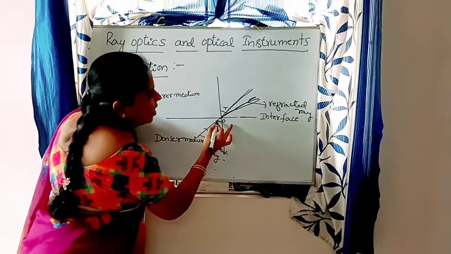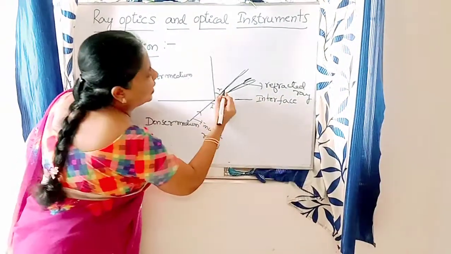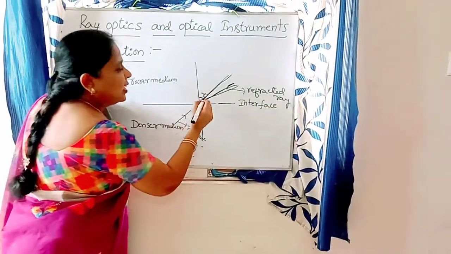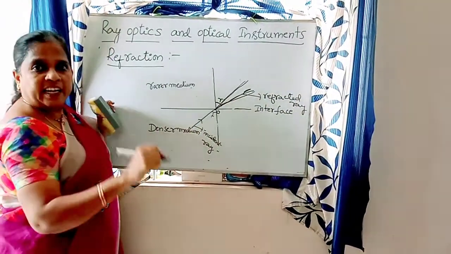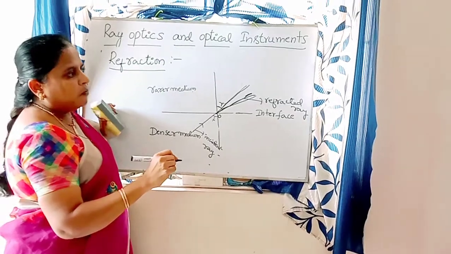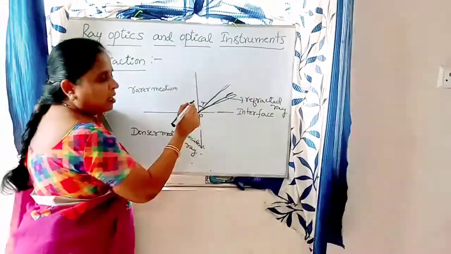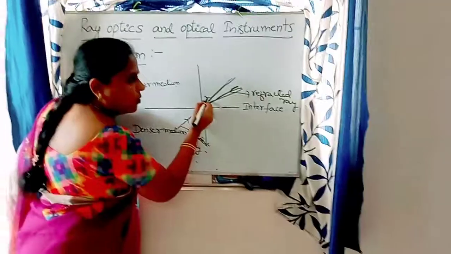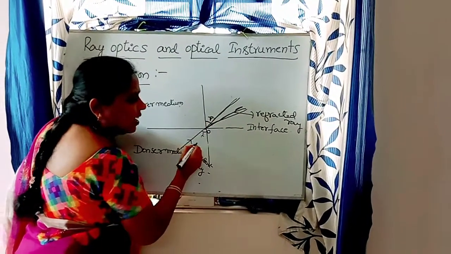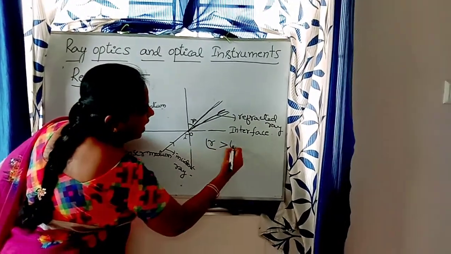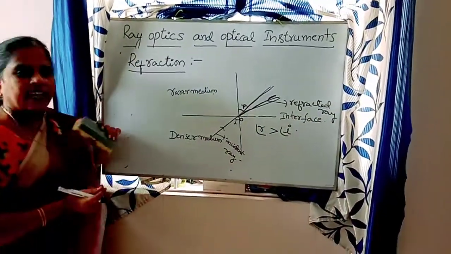And here the angle of incidence is I, and the angle of refraction is R. Here R is greater than I. The angle of the refracted ray is R. Here the angle of refraction is greater than the angle of incidence. So angle R is greater than angle I.